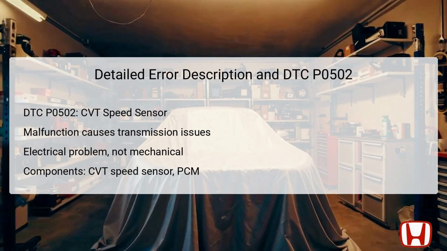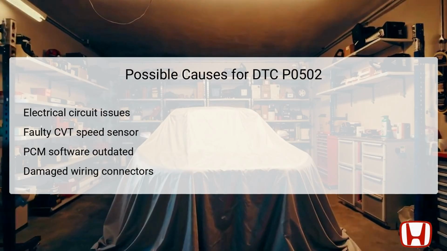If the signal is lost or faulty due to an open or shorted circuit, the PCM cannot accurately control the transmission's shifting and other functions, leading to performance issues. Therefore, recognizing that this error is tied to electrical circuitry rather than mechanical failure is essential in steering the diagnostic process effectively. The potential causes for DTC P0502 predominantly revolve around electrical circuit problems.